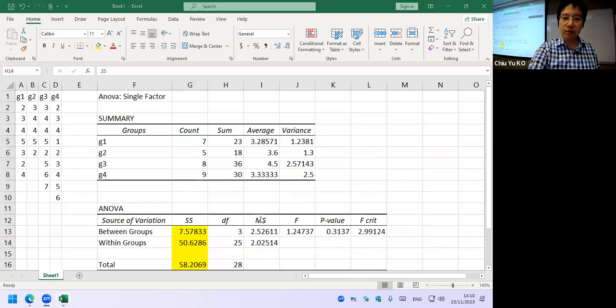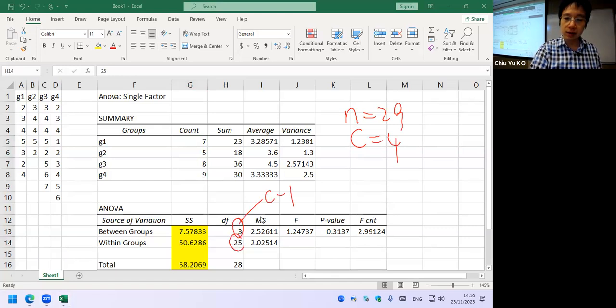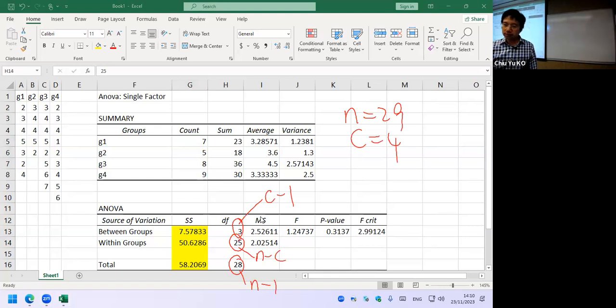So this comes from N being 29 and C being 4. This one is C minus 1, this is N minus C here, and this is N minus 1. So they add up the same. You should see this add up to this one. Is that clear?